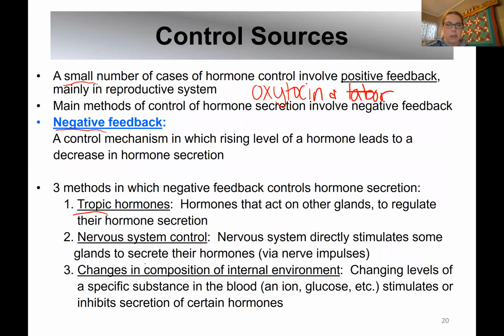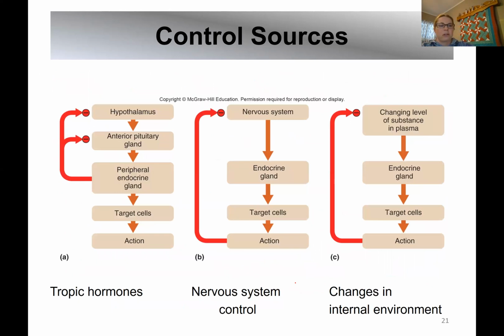It is secreted from one gland and acts on another gland to regulate the other gland's hormone production. Okay, now the nervous system can control or stimulate glands to secrete their hormones through nerve impulses. And another way hormone secretion is regulated is through changes in the environment, changes in ions, glucose levels, or things like that. Okay, so here's what this would look like. Okay, these are going to be basically stop mechanisms.